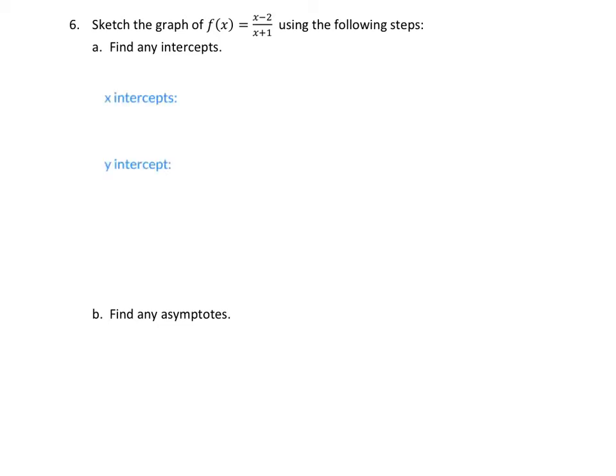To find x-intercepts, we set the function equal to 0. So here we want to set the numerator equal to 0. So we're setting x - 2 equal to 0. Solving for x, we get x = 2. Therefore, we have one x-intercept, and it is the point (2, 0).